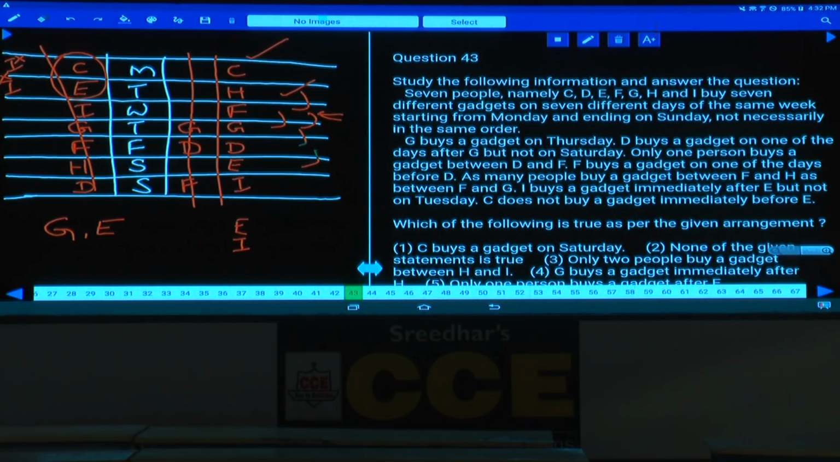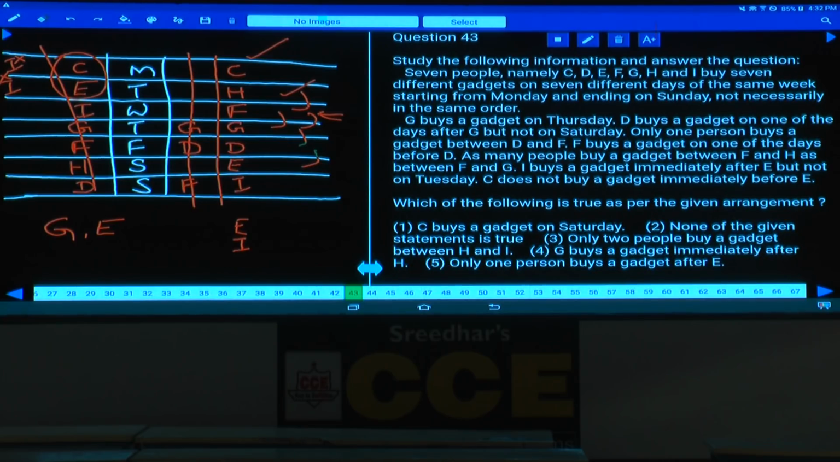Then question number 43. Which of the following is true as per the given arrangement? C buys a gadget on Saturday, that is false. None of the given statements is true, that is false. Only 2 people buy a gadget between H and I. Between H and I, how many persons are there? There are 4 persons, so that is ruled out. G buys a gadget immediately after H, that is false. And only 1 person buys a gadget after E, that is definitely true. E is the only person who bought a gadget after this E, that is choice 5.